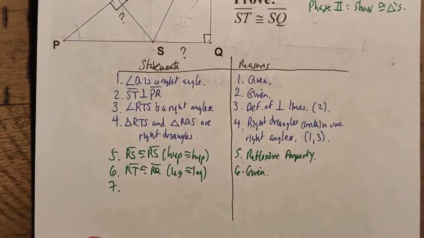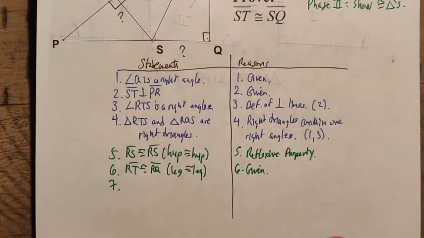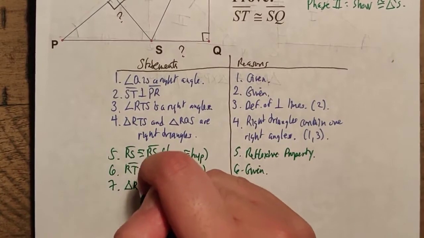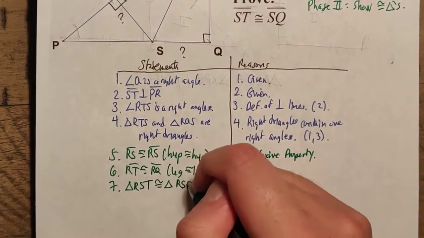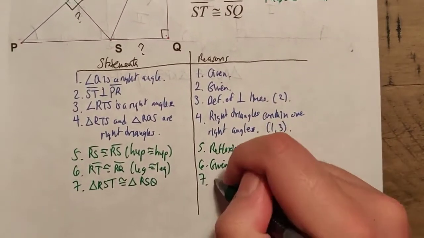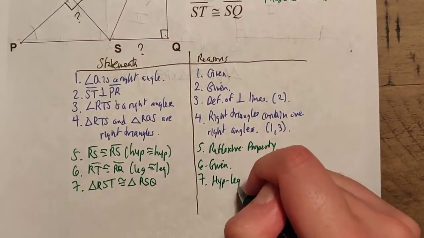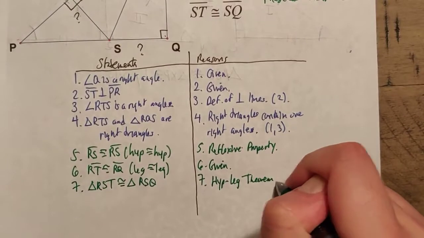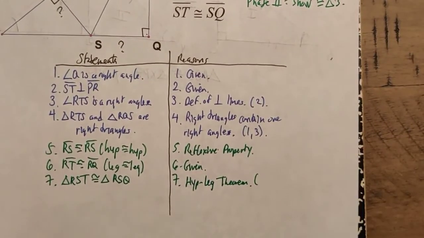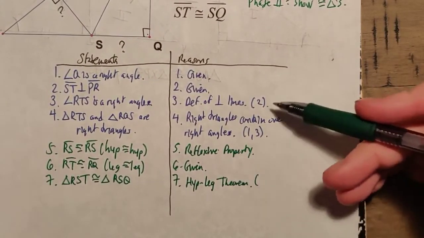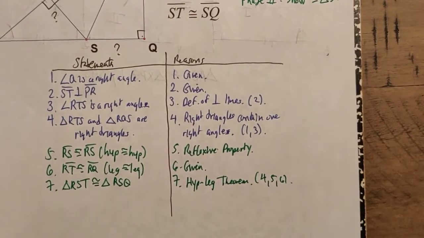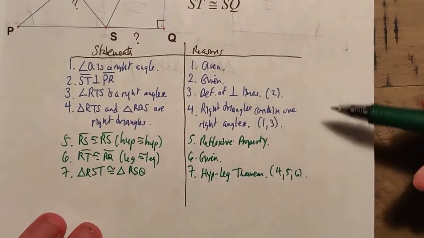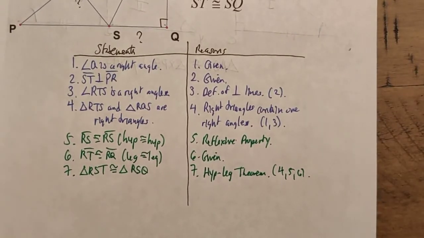And now finally, we can conclude that the triangles are congruent. So we can say that triangle RST is congruent to triangle RSQ, and this is our hypotenuse-leg theorem. We have our leg and hypotenuse, and we have the right triangle, so this is from steps 4, 5, and 6. So now phase 2 is complete. We have established the fact that the triangles are congruent.